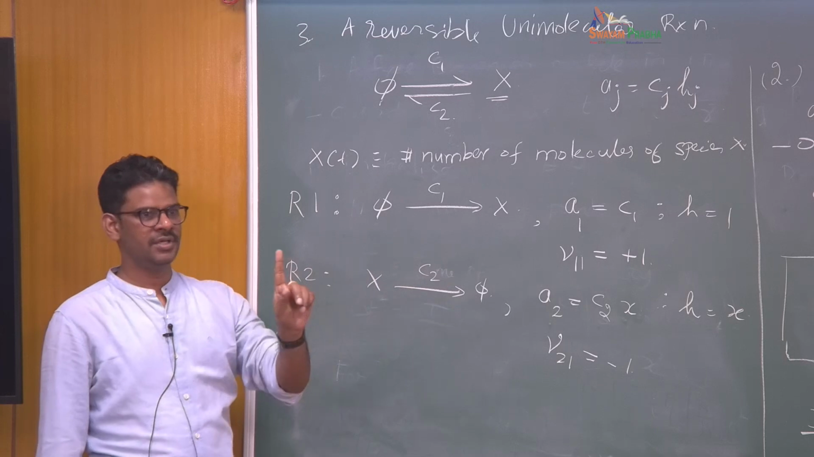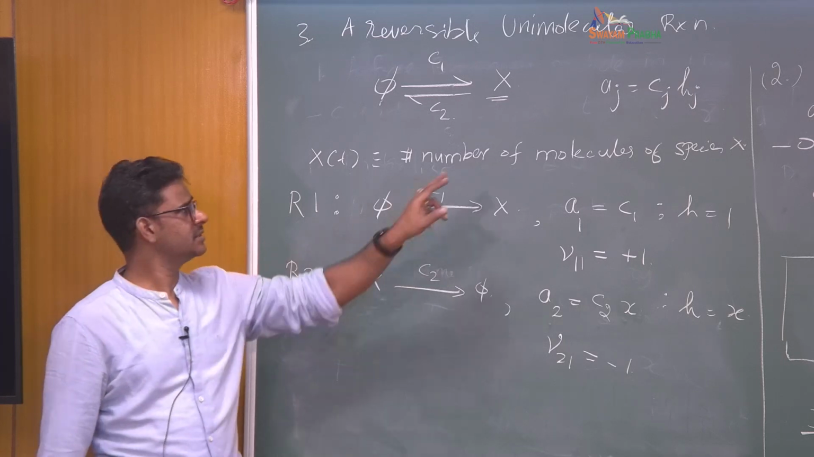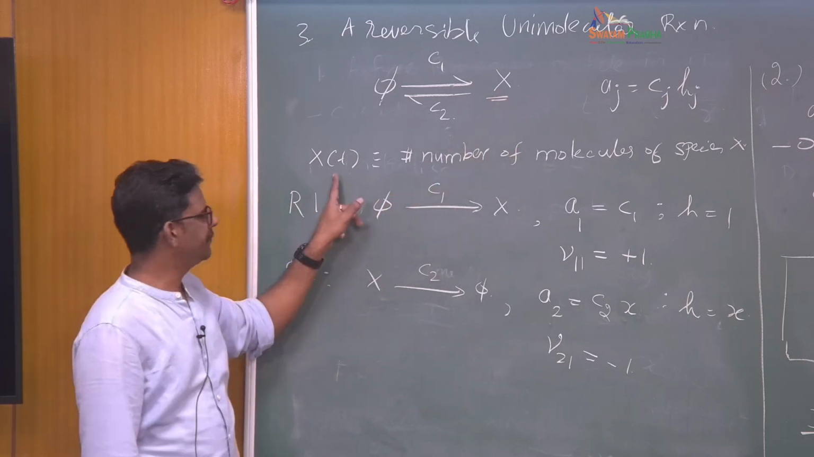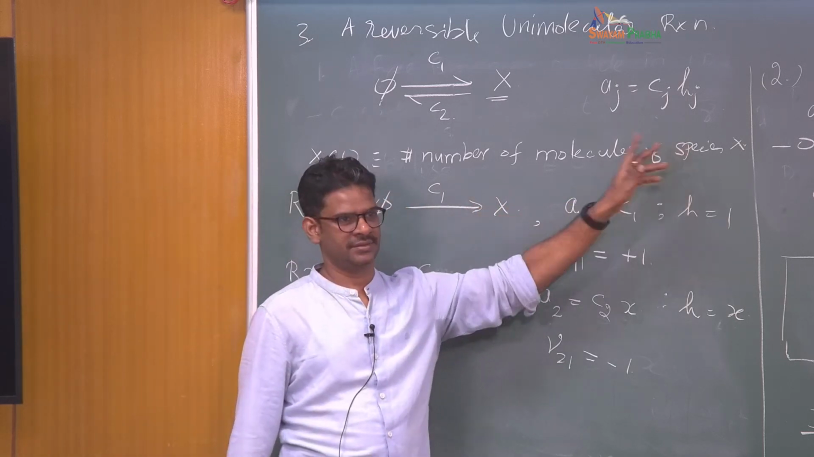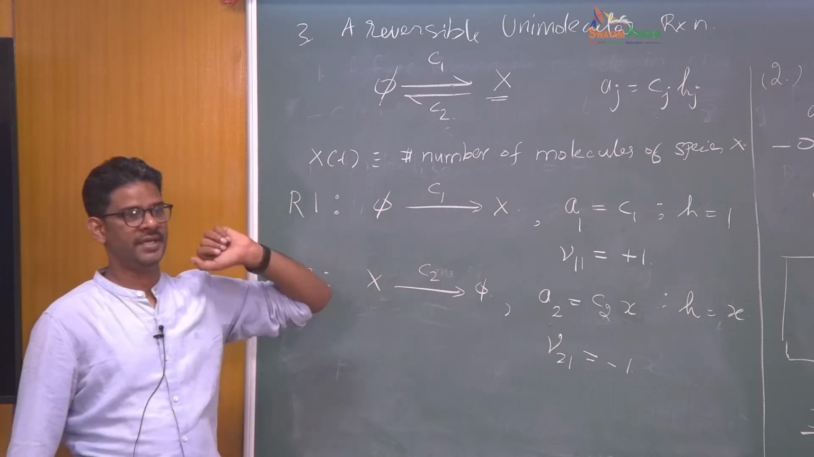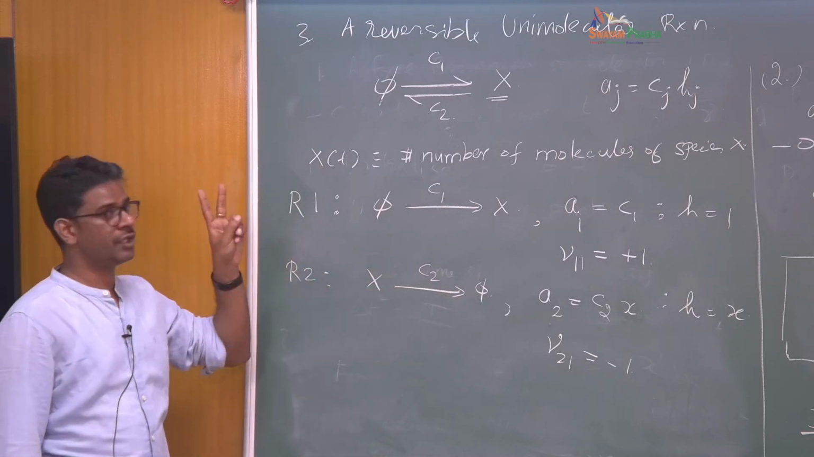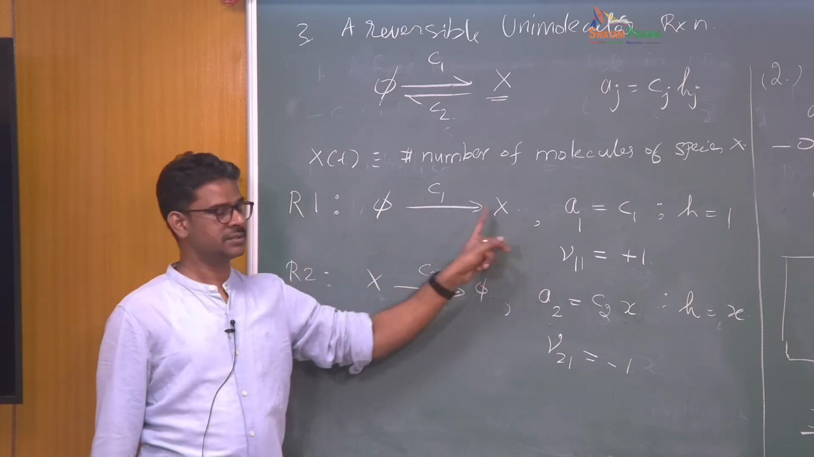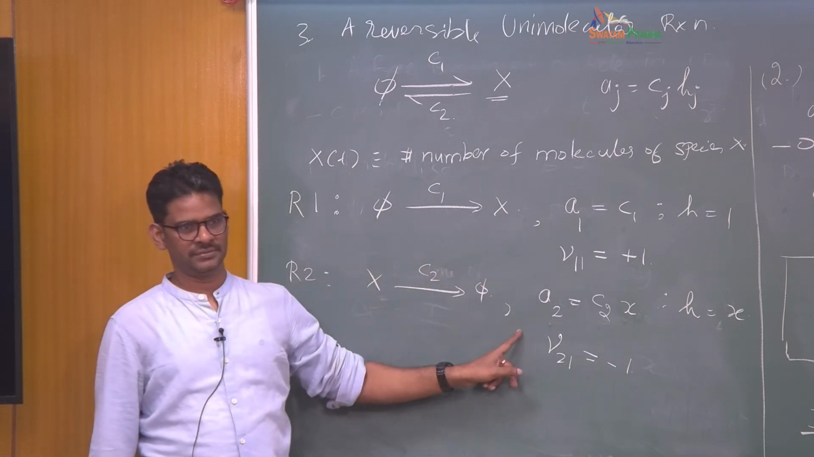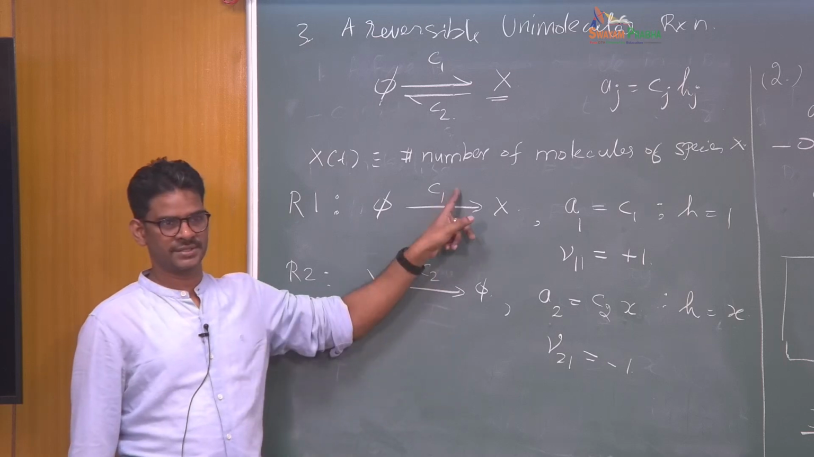In this example, there is only one species I want to track, which is X. So I am defining a random variable X that refers to the number of molecules of species X. Number of species is fixed. Next question is, how many reactions? There are two reactions. What are they? The forward reaction, phi giving rise to X. The other reaction is X giving rise to phi. These are two independent reactions, right?